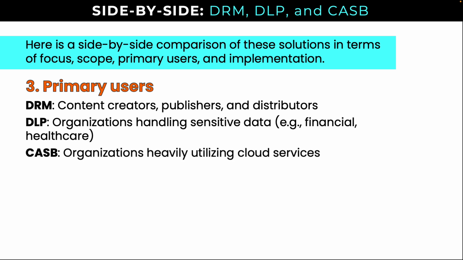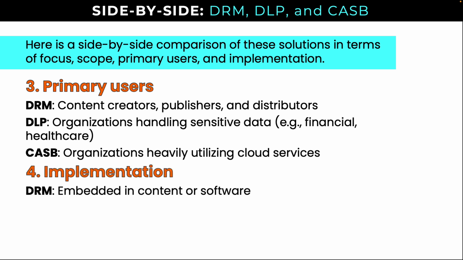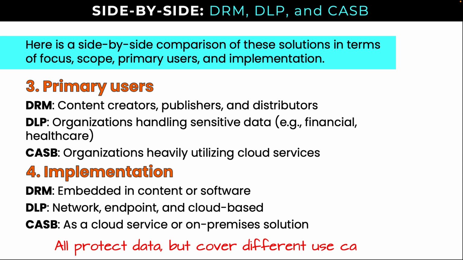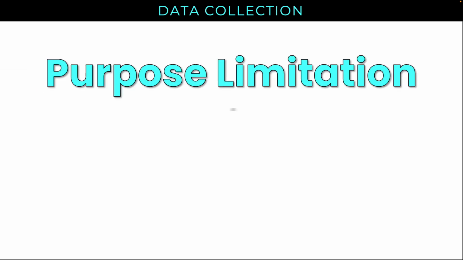The CASB will really be in organizations heavily utilizing cloud services. And the implementation, so DRM is embedded in your content or software. DLP is going to be network, endpoint, or cloud-based. Cloud-based is what I see almost always these days. And then CASB is going to be as a cloud service or an on-premises solution, almost always, again, cloud service. And all protect data, but they cover different use cases. So that should give you some context if you're not terribly experienced in this area.